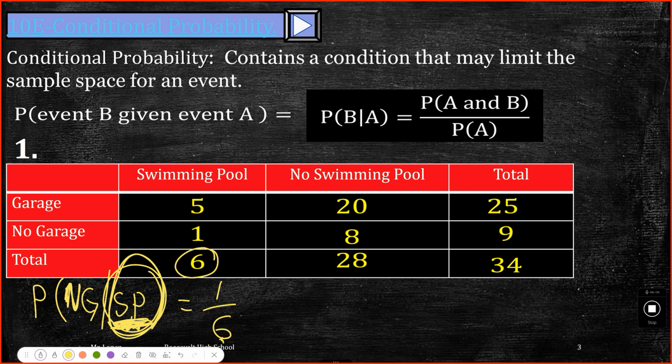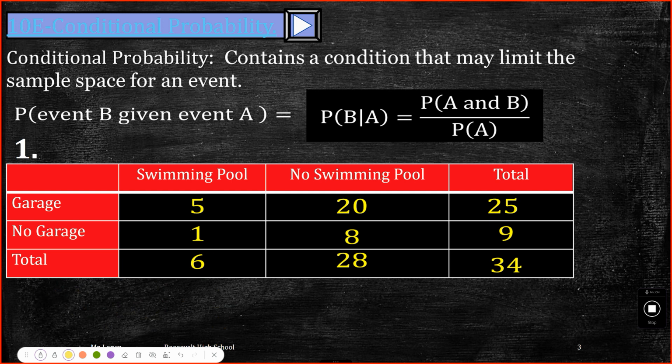Swimming pool and no garage. 1 out of 6. Hey, I found one house. Either you can like it or not, because you only got one choice. That's it. Let's go. Let's continue on. That's the idea again. Well, let's do one more.